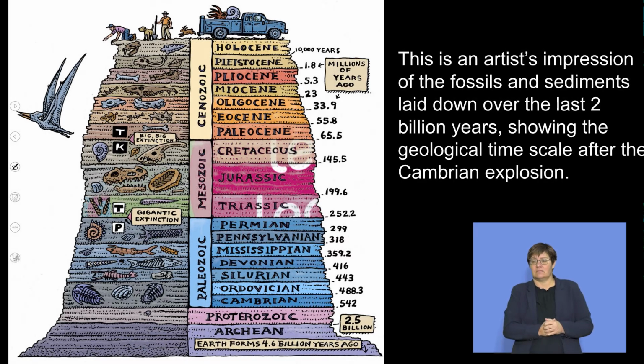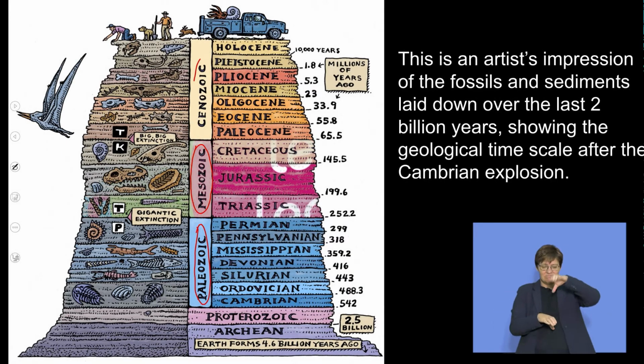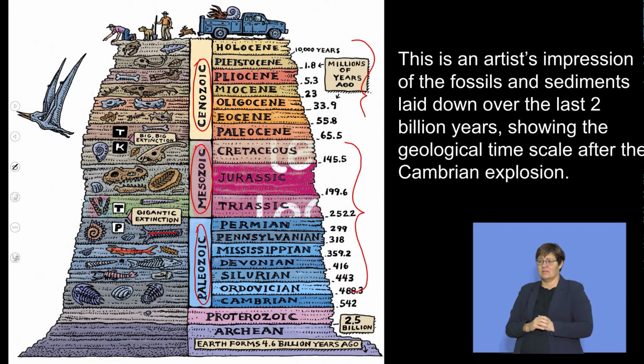If we have a look at this picture, this is showing us the eras: Paleozoic, Mesozoic, Cenozoic. Here are the pictures of some of the fossils found at the different depths, and these are the names of the different periods. You will notice that in the Cenozoic era, there are also different periods, but you don't need to know the names of those.